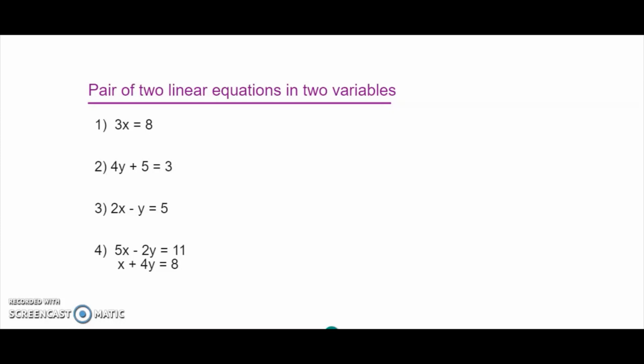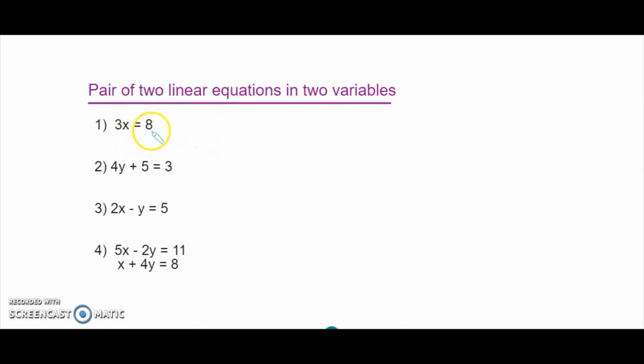Everyone. Today in this video, as you can see the heading, it says pair of linear equations in two variables. First of all, let us understand what is the meaning of a pair of linear equations in two variables. First of all, what is a linear equation? A linear equation is an algebraic expression having equal to sign.